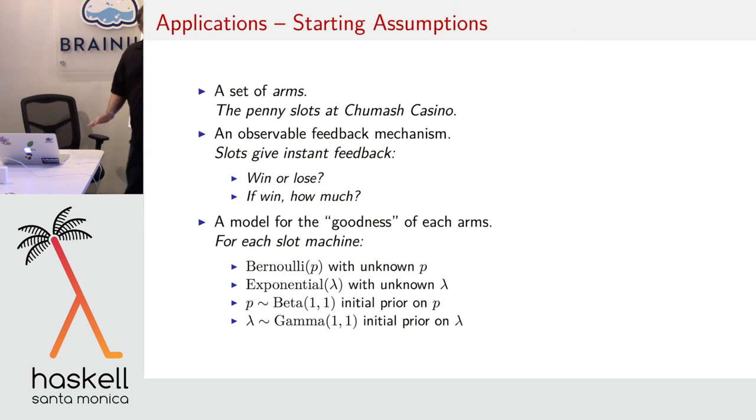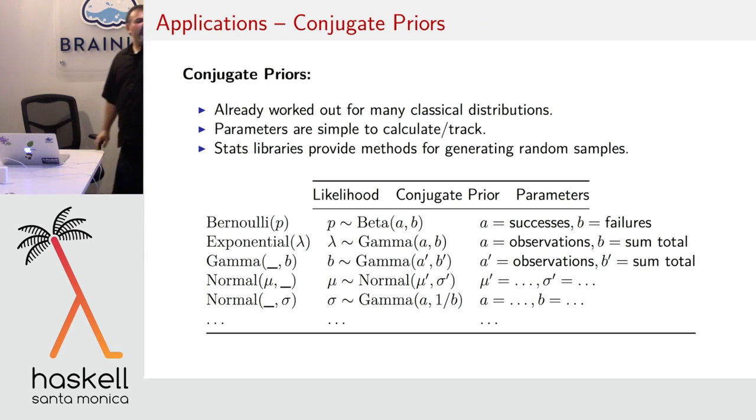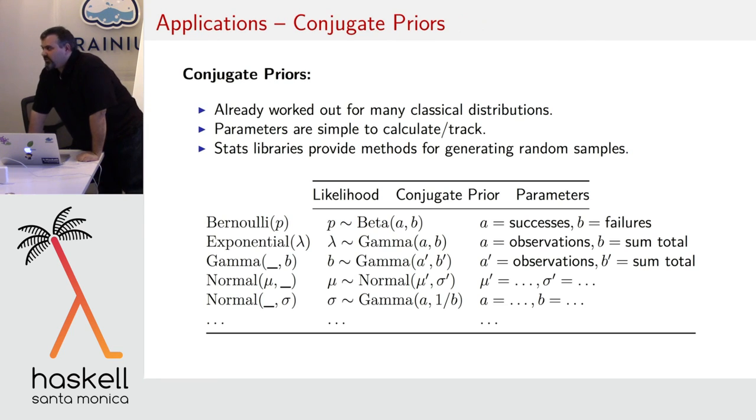And the nice thing is, in order to do this, we have to know what Bernoulli and exponential mean, because they're tied to our observable feedback, which is where this problem touches the real world. But we don't have to know what beta and gamma are. We just have to know we have a stats library, so we can sample a beta and gamma if we want to. And we have this table that tells us the right parameters to use are number of successes, number of failures. For gamma, number of observations, and the sum total we have culled from this slot machine.